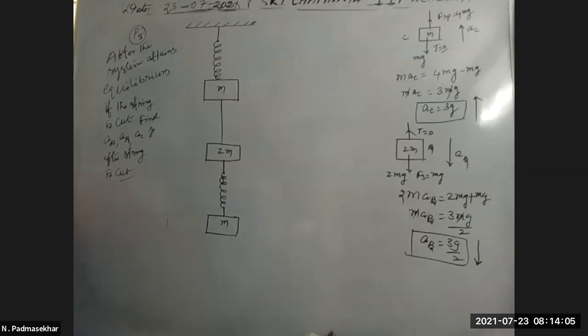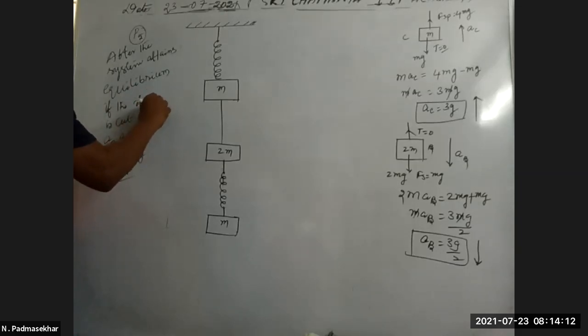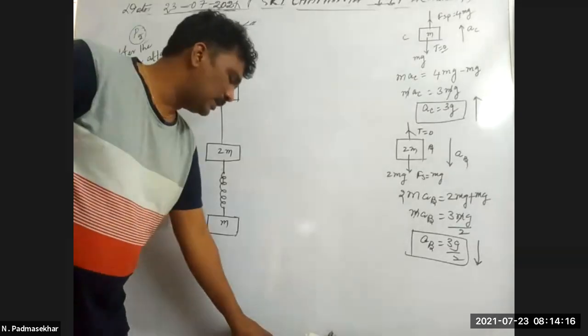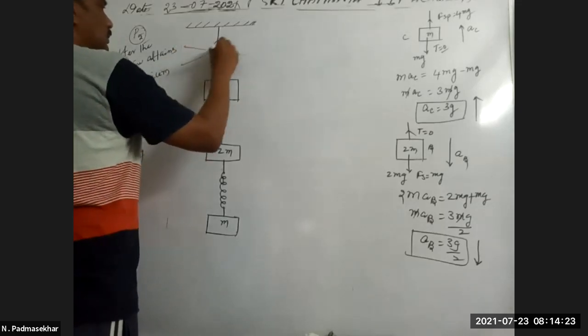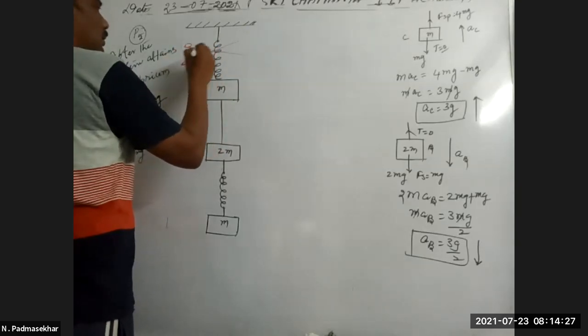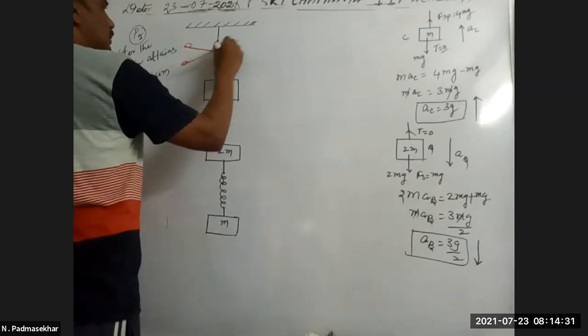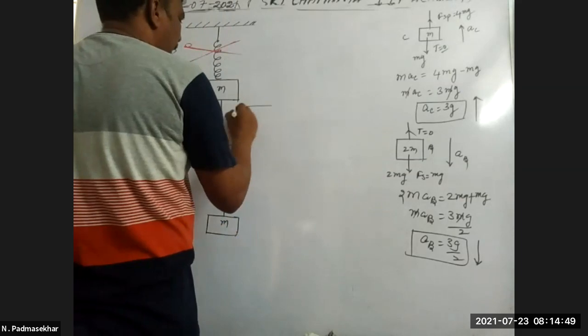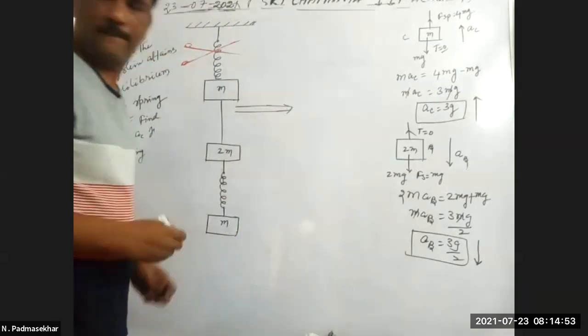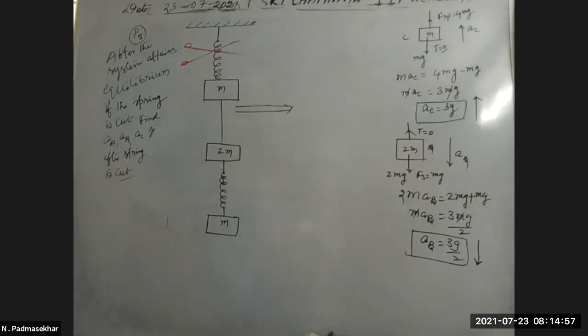After the system is in equilibrium, if the spring is cut like this, what is the acceleration of this one? First it is in equilibrium.